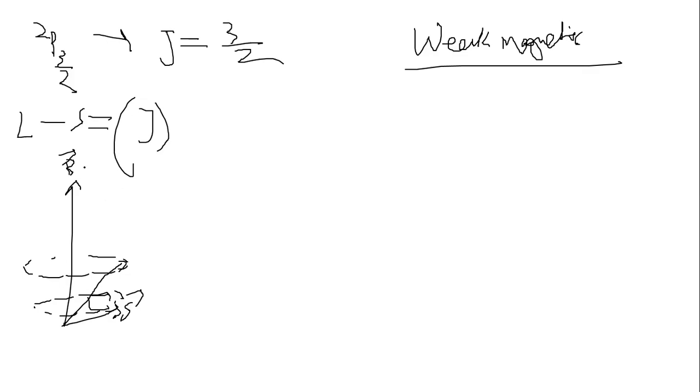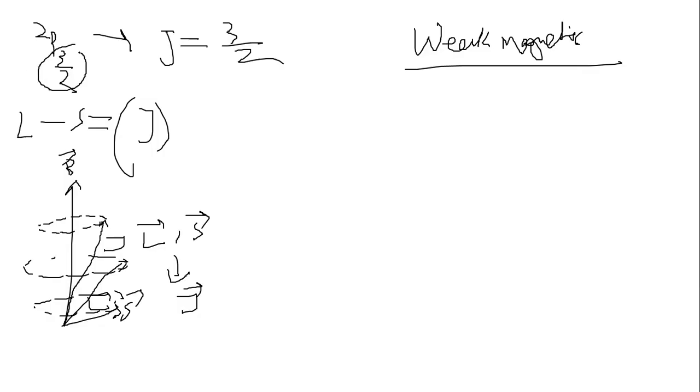So if the magnetic field is weak, then due to the interaction between orbital angular momentum and spin angular momentum, there will be a total angular momentum, which is known as J. So this is J. J also precesses around the magnetic field. So if the magnetic field strength is weak, then there will be coupling between the orbital angular momentum and spin angular momentum, and they will produce J. So here, J is 3/2.